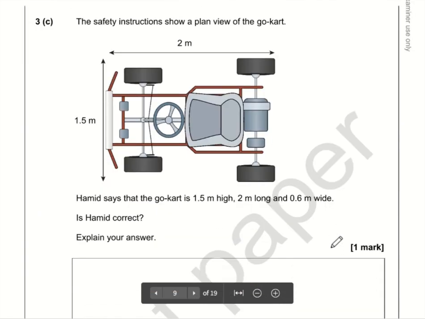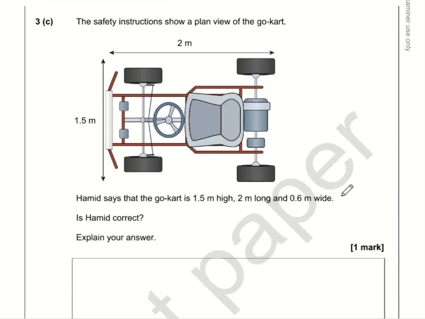C, Hamid says that the go-kart is 1.5 metres high, 2 metres long and 0.6 metres wide. Well, we know that it's 2 metres long, it's 1.5 metres wide, and we don't know how high it is. So Hamid is completely wrong. Maybe he thinks this is the height because it's going up, but it's the width. So is Hamid correct? The answer is no.